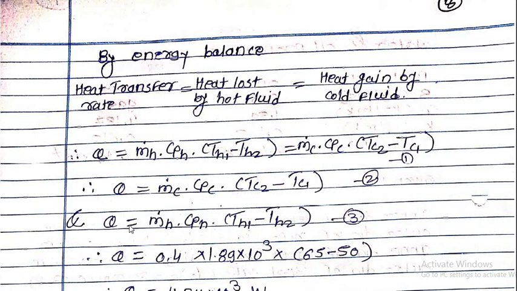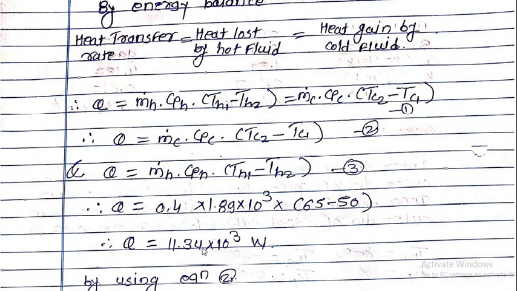So the heat transfer rate, or heat lost by the hot fluid, Q is equal to m dot h multiplied by Cph multiplied by Th1 minus Th2. So m dot h is a given quantity, 0.4, into 1.89 into 10 raised to 3. This is the specific heat value which is provided in the property table for oil. So its value is 1.89 into 10 raised to 3 multiplied by the change in temperature of oil, that is 65 minus 50. So we'll get Q equal to 11.34 multiplied by 10 raised to 3 watt.